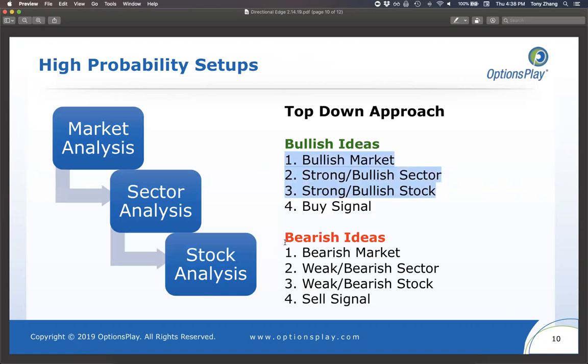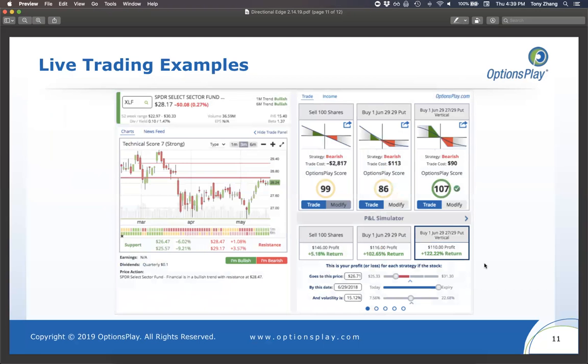And vice versa, on the bearish side, same thing. I'm looking for more bearish markets, so perhaps markets that are a bit overbought. I'm looking for weak sectors in this particular case, and I'm specifically looking for weak stocks within that weak sector. Those are the candidates that give me the highest probability of that stock moving lower. And then we always try to, if possible, find some kind of sell signal. Like I said, we use technical indicators for that, but you can use all different forms of analysis to gain that actual signal itself. So this is the approach that we use, and these are some of the things that I'm going to highlight for you in the actual trading examples that we'll show you here within OptionsPlay.